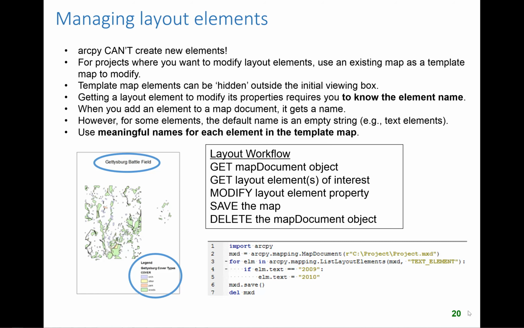arcpy also lets you manage layout elements. By layout elements, we mean things like the title or the legend, those things that surround the map surrounds. Now, arcpy cannot create new elements. For projects where you want to modify layout elements, you should create a map document that you use and send with the project as a template that can be modified with your code. The template map elements can be hidden. They can be slid off the map so that you can't see them in the initial view, and then the code can move them to the positions that you specify.